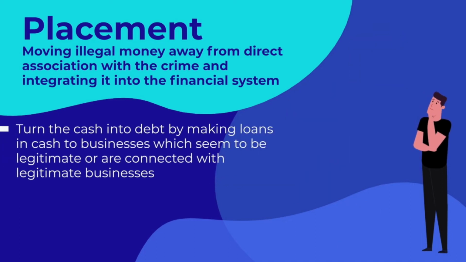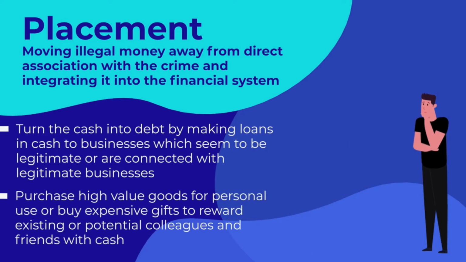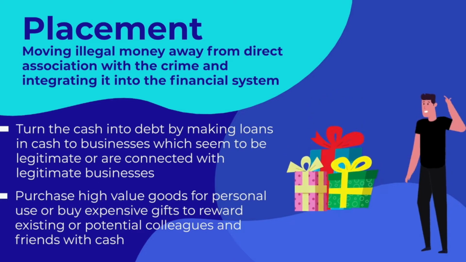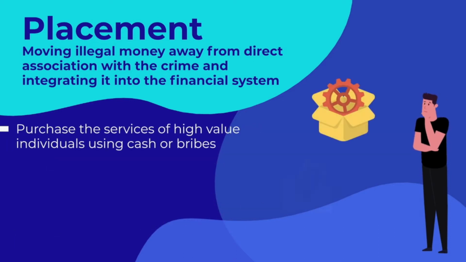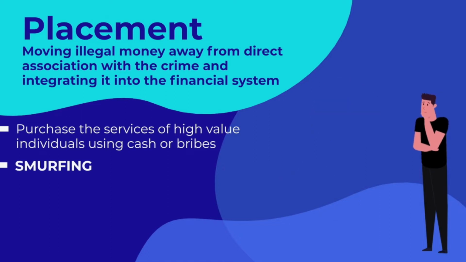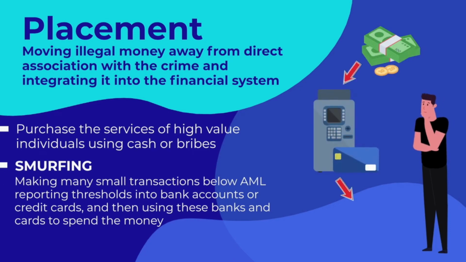They can also turn the cash into debt by making loans in cash to businesses which seem to be legitimate or are connected with legitimate businesses. They can purchase high-value goods for personal use or buy expensive gifts to reward existing or potential colleagues and friends with cash. They can also purchase the services of high-value individuals using cash or bribes. Money launderers use smurfing, which is the process of making many small transactions below AML reporting thresholds into bank accounts or credit cards, and then using these banks and cards to spend the money.